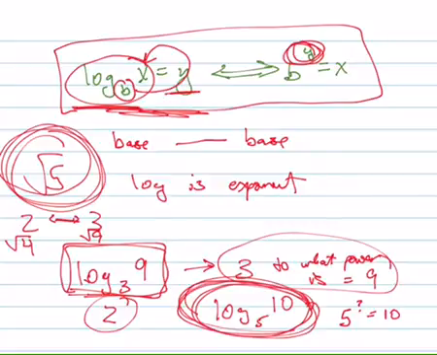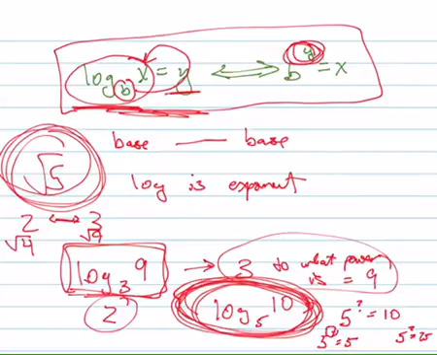5 to what power equals 10? And the answer to that isn't a nice number. It's not a whole number. It's not even a rational number. It's an irrational number. It's a number somewhere between what? Well, you know that 5 to the first power is 5, and you know 5 to the second power is 25. So what's the log base 5 of 10? It's somewhere between 1 and 2, because it's whatever power you raise 5 to get 10, which is like 1 point something.